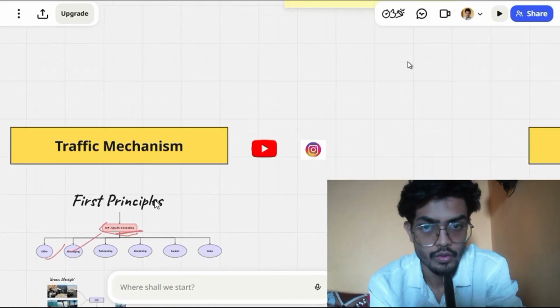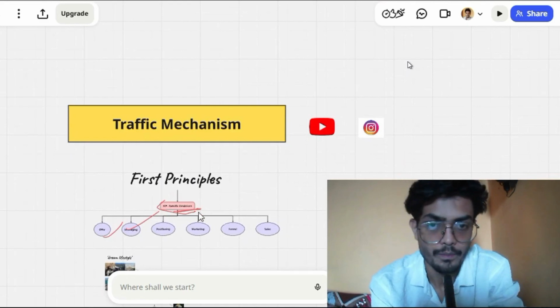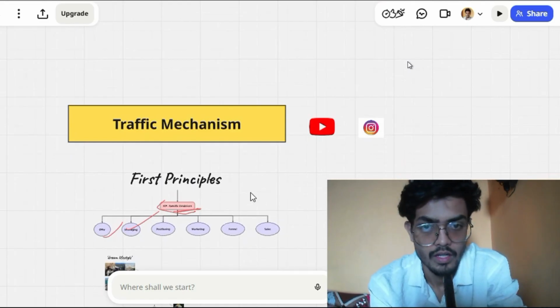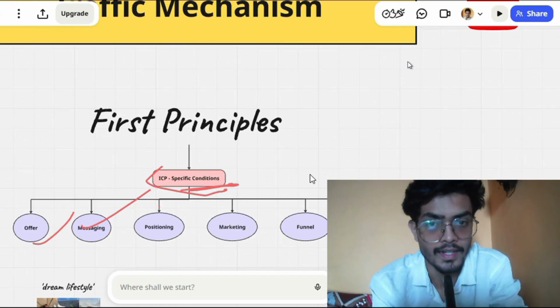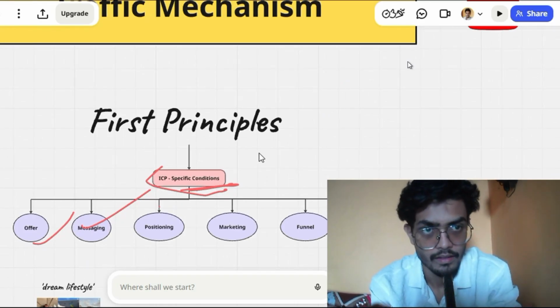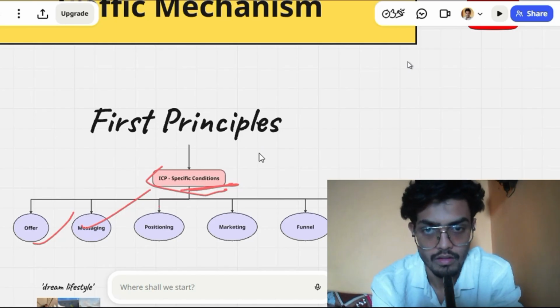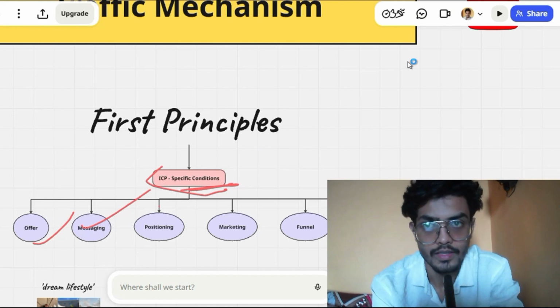And you need to understand, as an online coach, the first principles. The first principle is very simple. You need to know your ICP's specific conditions. ICP means ideal client profile, and specific conditions means their exact profile, like who they are. Because if you know who you're talking to exactly, to the detail, let me show you how that looks.